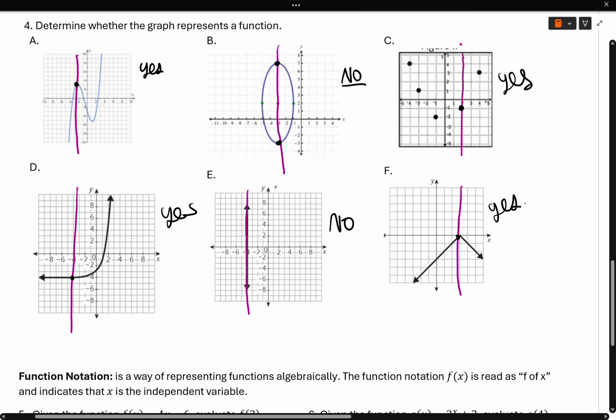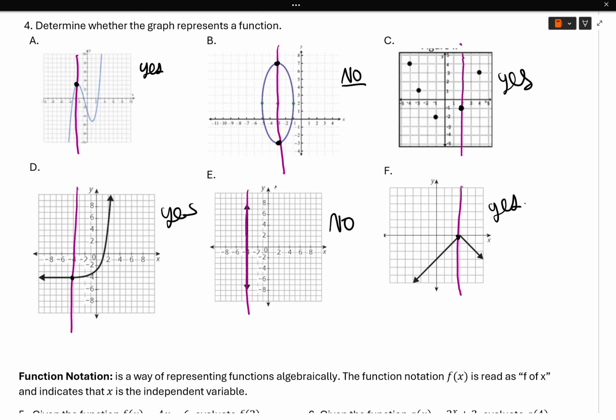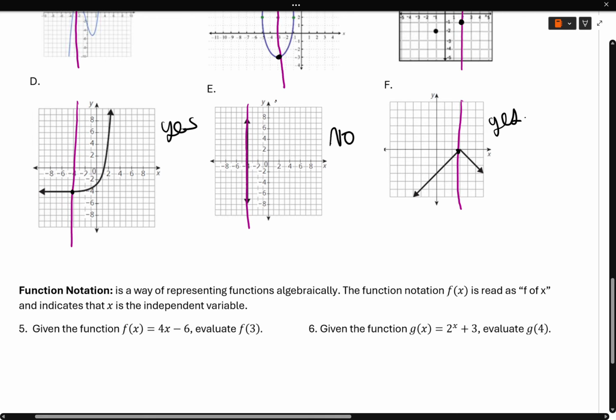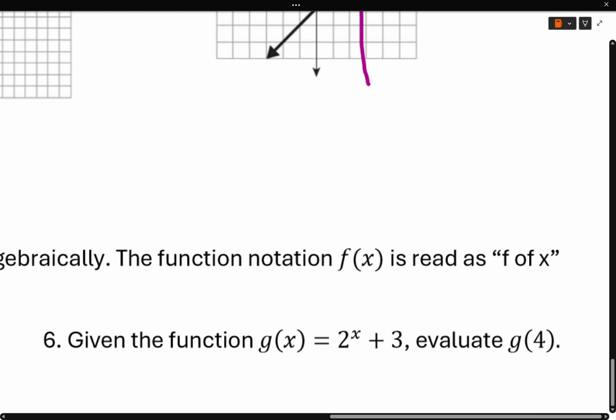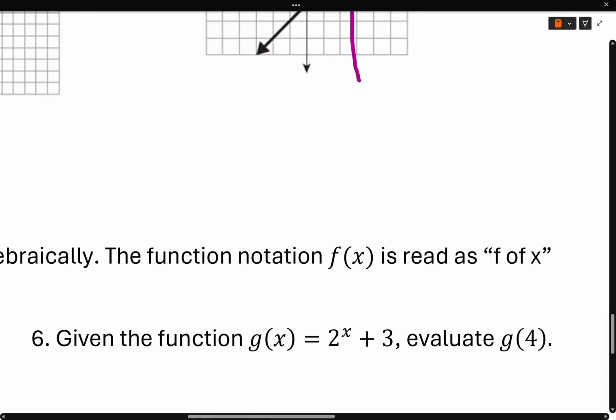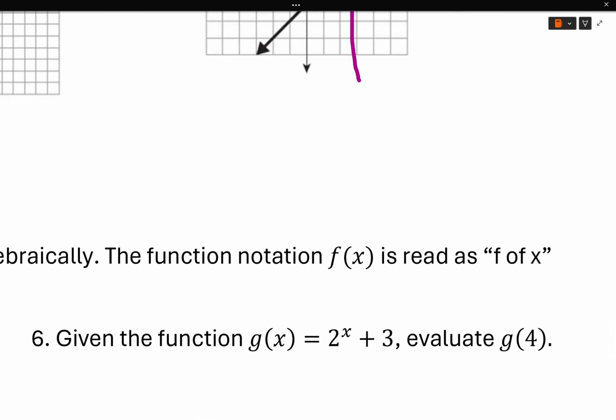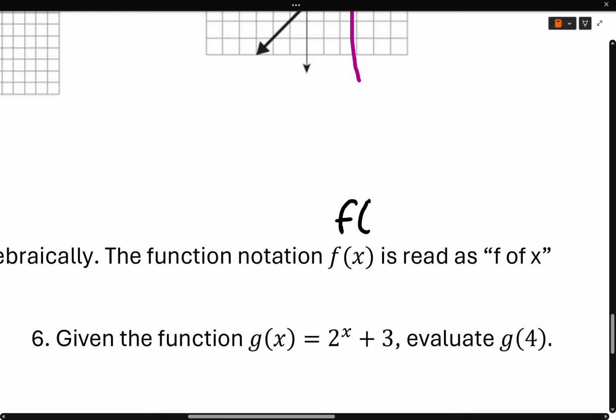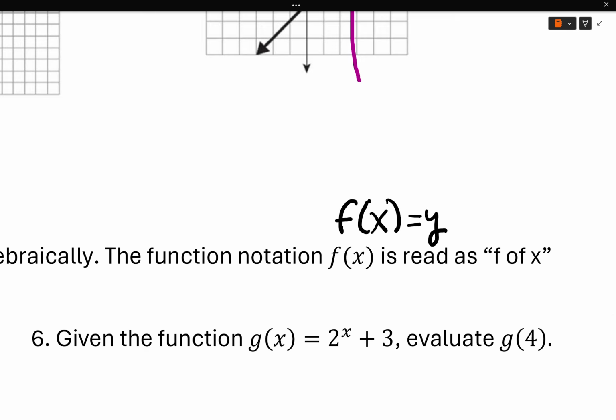Now, all of these graphs, when we graph them, we usually write y equals. But in order for us to state that A, C, D, and F are actually functions, instead of y equals, we use function notation. Function notation is just a way for us to identify things, to label them. The way it's written is f parentheses x, but it's read f of x. And please jot this down. F of x is y.